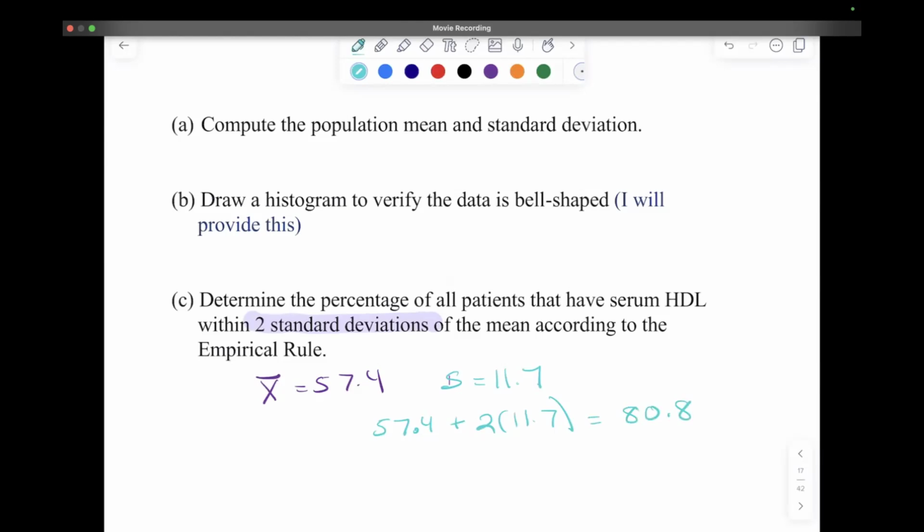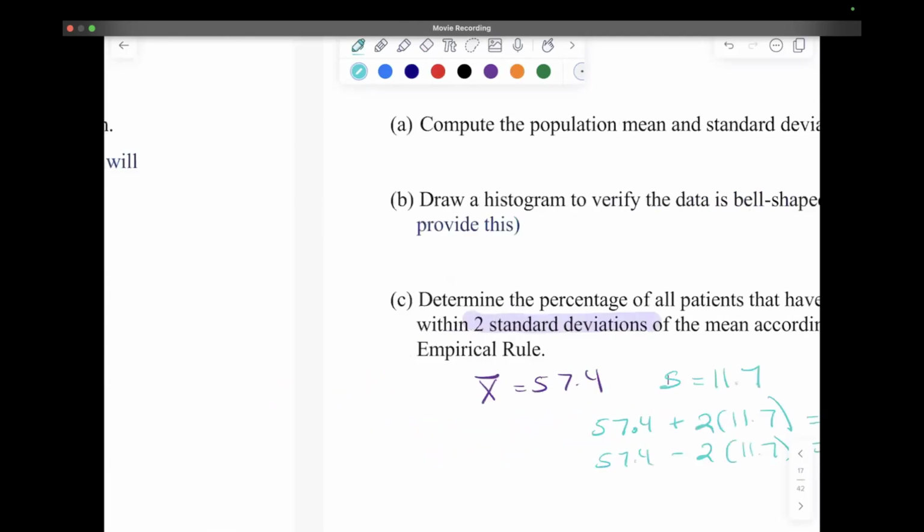Then I'm going to do 57.4 minus 2 times 11.7. So this is going to be our actual. And then we're going to look at how it lines up with our empirical rule. So there's a method to my madness. So the lower is 34. So I'm going to look at my data set, and see how many of them are between 34 and 80.8. That's what I'm going to do right now.